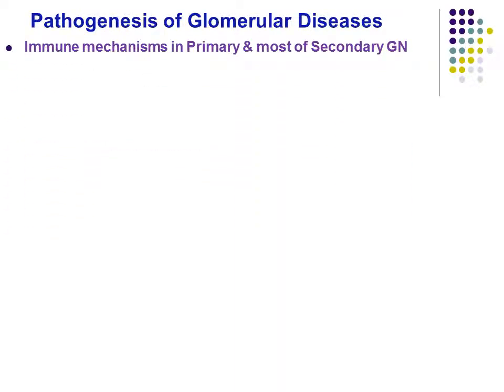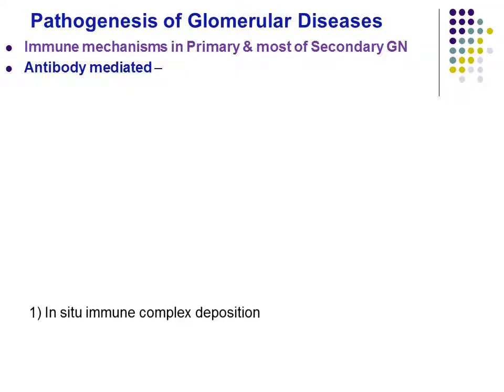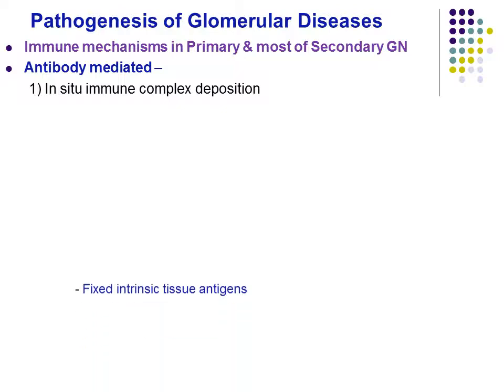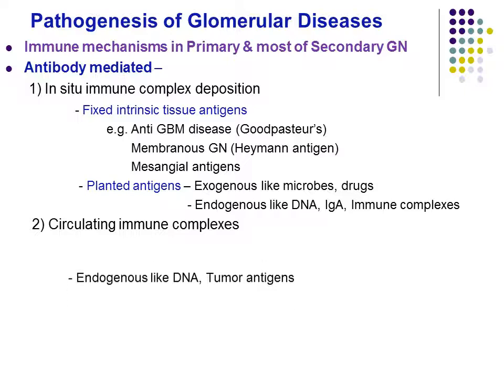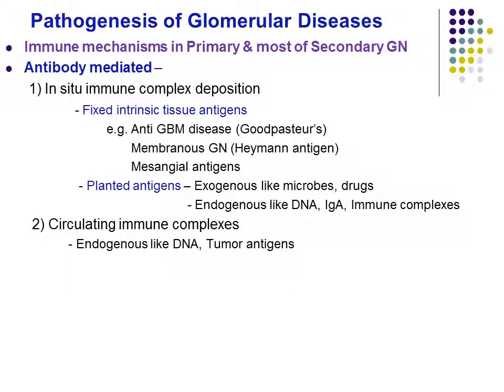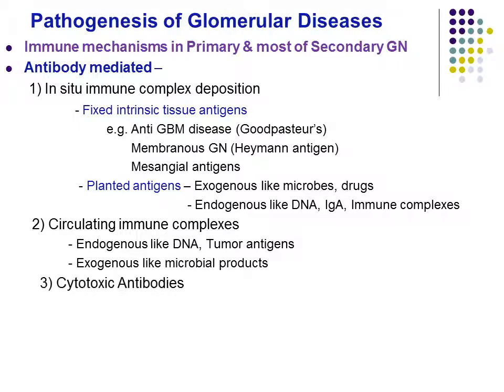Now comes the pathogenesis of glomerular diseases. Various studies have shown that the immune mechanism plays an important role in the pathogenesis of primary and most of the secondary glomerulonephritis. This immune mechanism could be antibody mediated, in which there could be in situ immune complex deposition, which could be fixed intrinsic tissue antigen or planted antigen. There could be circulatory immune complexes, which could be endogenous like DNA or tumor antigens, or exogenous like microbial products, which are deposited later in the glomerulus.